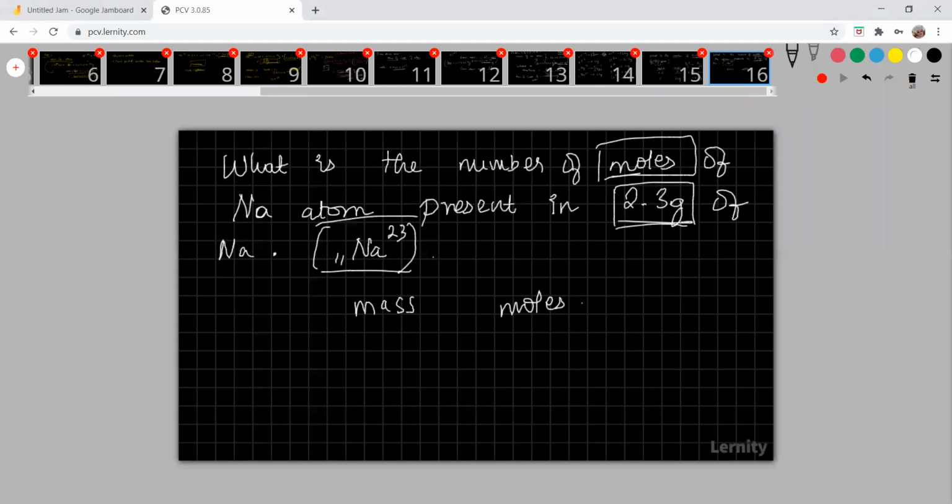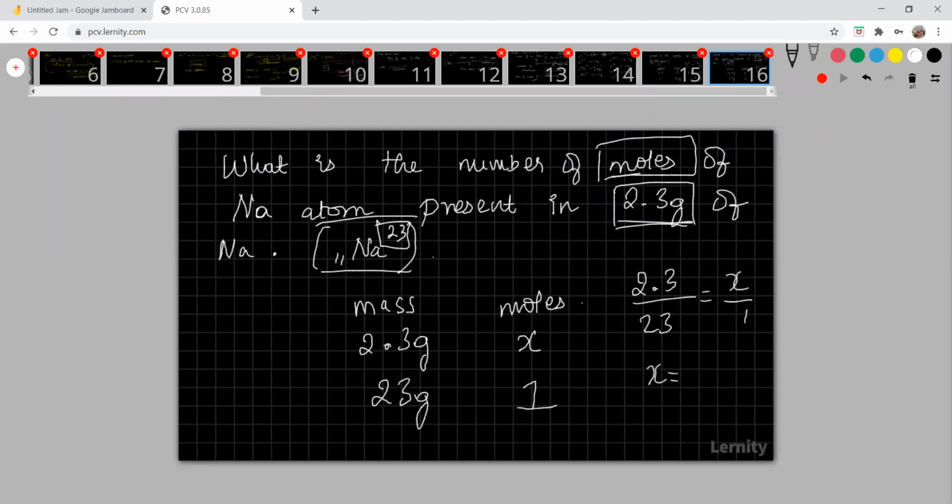Correct? So the mass is 2.3 grams and the moles is the question. What do you know about the relation between mass and moles of sodium? I know the mass of 1 mole of sodium, which is nothing but, here one sodium atom is 23 AMU, so 1 mole will be 23 grams. So I could write it as 2.3 by 23 equal to x by 1. So x is equal to 0.1. So 2.3 grams contains 0.1 moles. Clear? Guru Ashwini, is that clear to you?